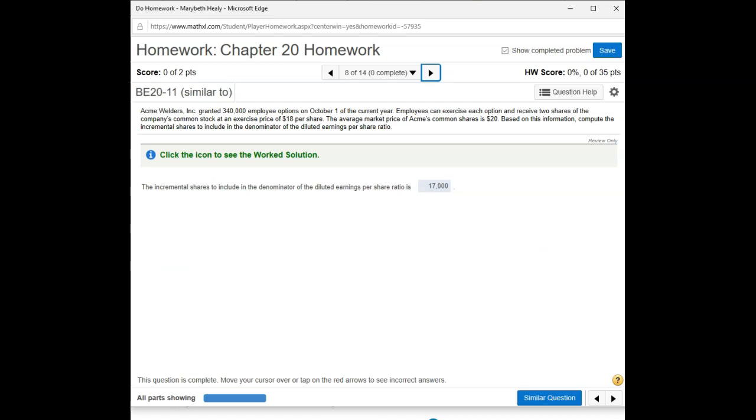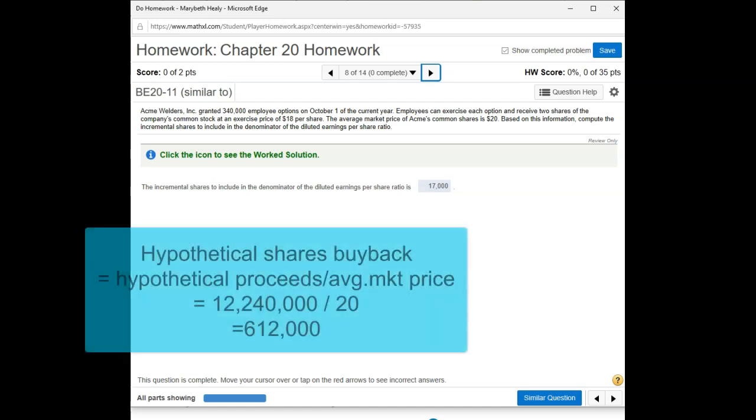Our next piece of this puzzle is that we assume that the company is going to take all those proceeds, and throughout the year they're buying back stock. So they're issuing the stock with the options, buying it back, pretend. And so we use the average market price. So we take the total proceeds, the 12 million number, and we divide that by $20. And what that does is that we come out to 612,000 shares.